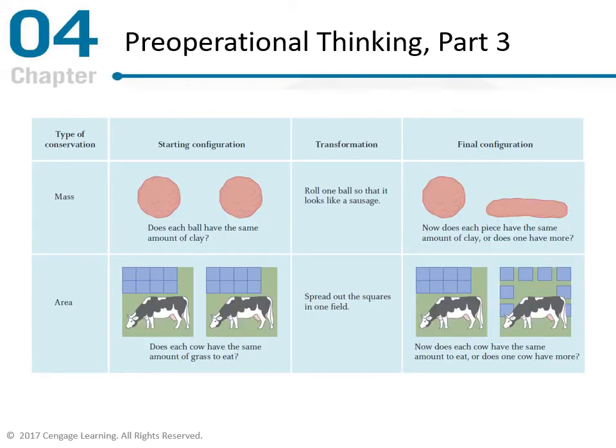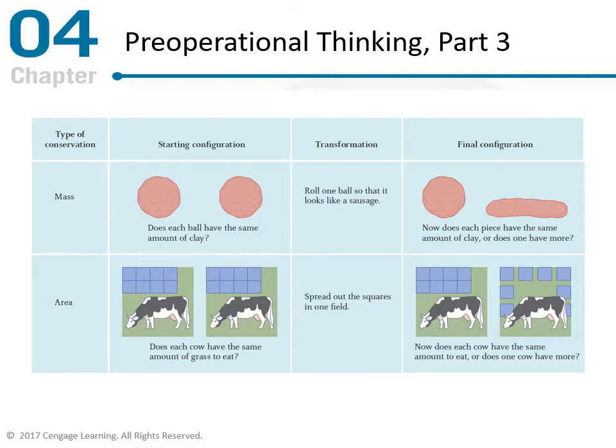So here are just some more examples of conservation problems that are typically difficult to solve in children in the preoperational stage because of centration. They have tunnel vision. They can only concentrate on one thing. So if you change the other aspect, they can't pull it together.